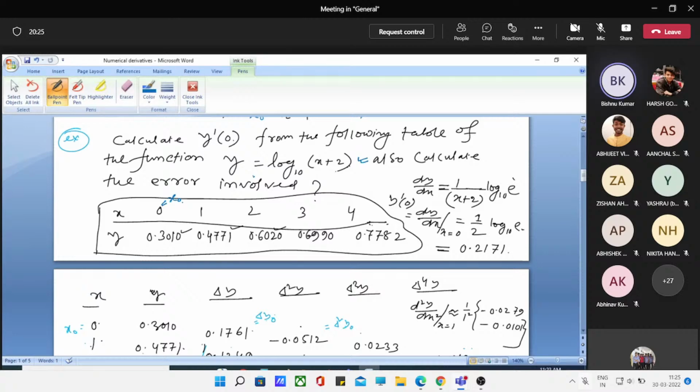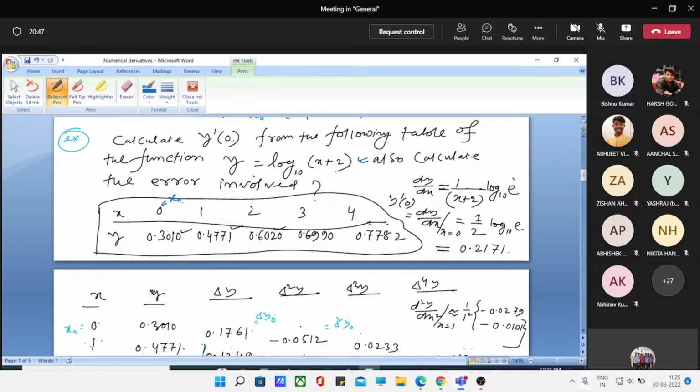Now the derivative value at x equals x0, dy by dx at x equals x0, that will be 1 by 2, because x is 0, times log 10 base e, half into log 10 base e. If you multiply that value, its numerical value will come like that, 0.2171.